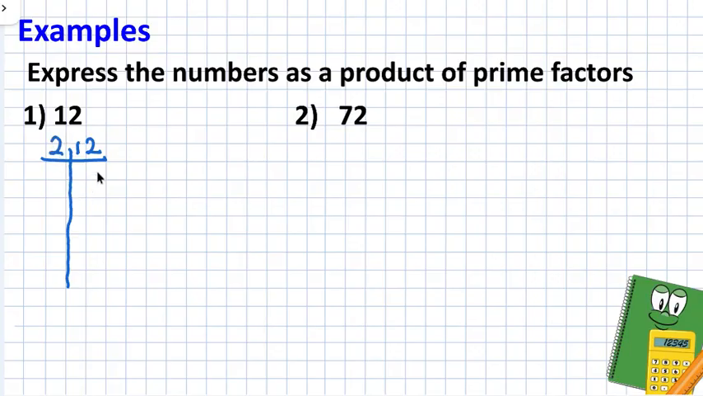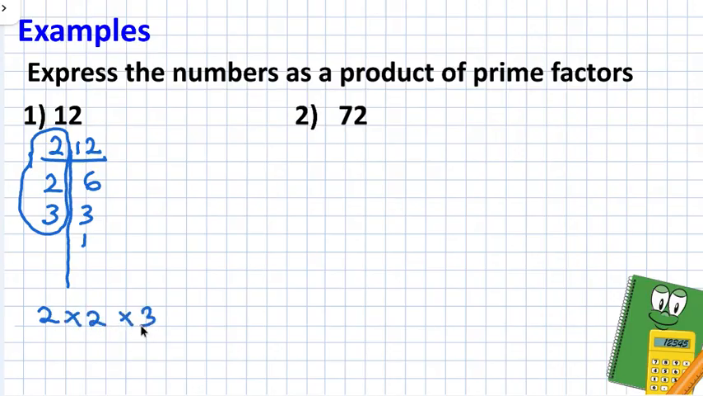So 2 divided into 12 will give us 6. I'll divide further. 2 divided into 6 will give us 3. Another prime number that can divide is 3. So 3 divided into 3 will give us 1. At the end of the day, I would pick these numbers and write them in index form. So this is 2 times 2 times 3. My final answer for this is going to be 2 squared times 3.